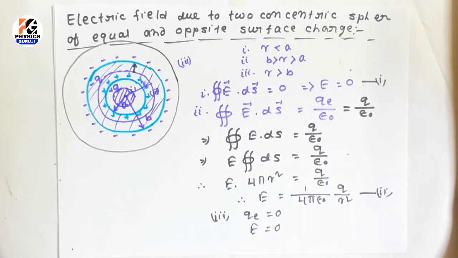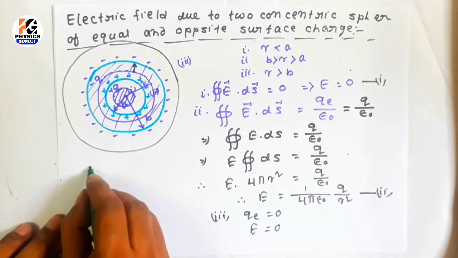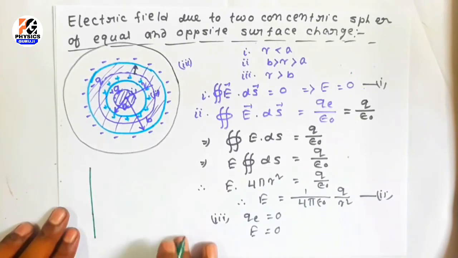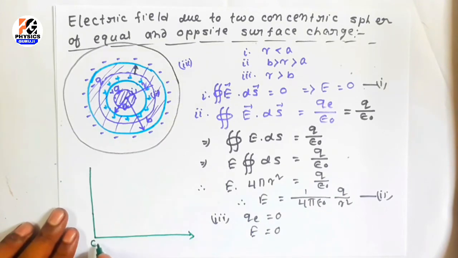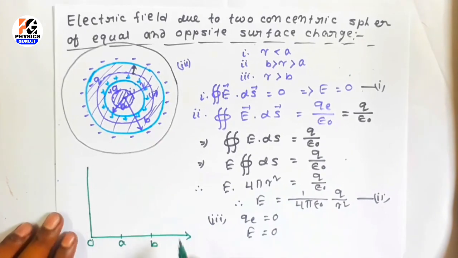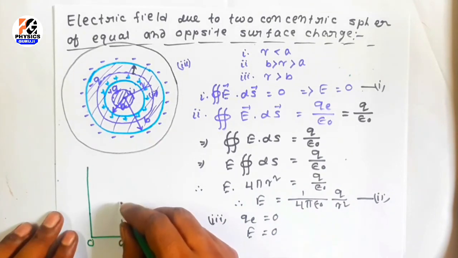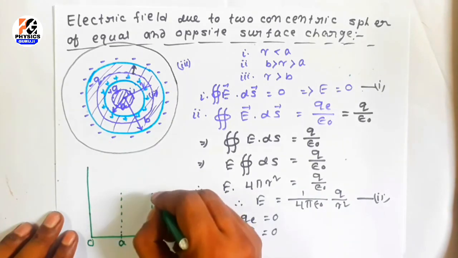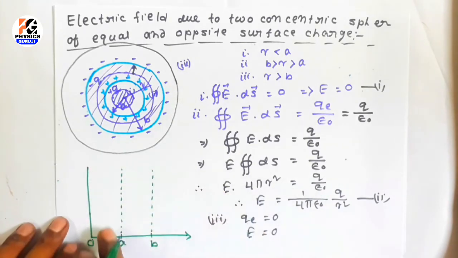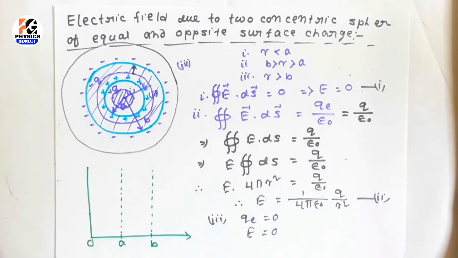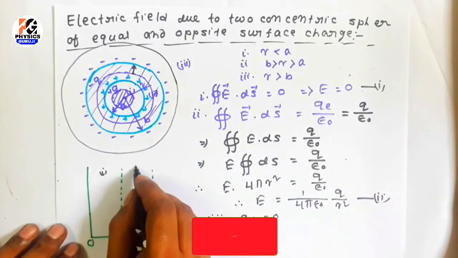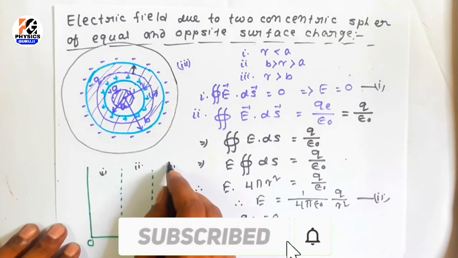So if I draw the graph between electric field and distance from the center, I will get this type of graph here. This is center O, this is radius a, this is b. Now I will expand it in this direction. I have divided the whole part into 3 regions: this is region 1, this is region 2 and this is region 3.